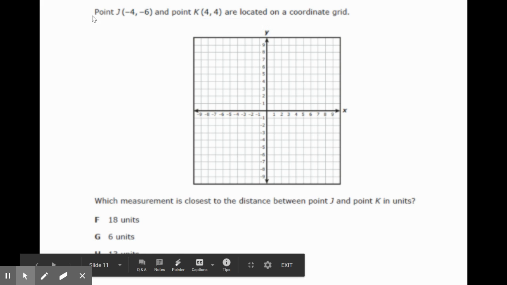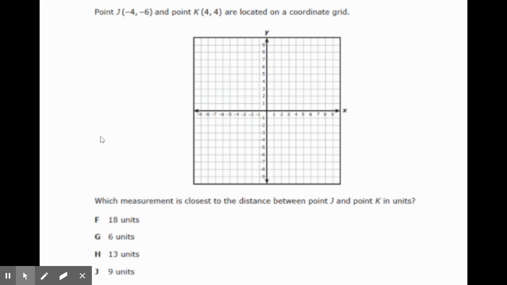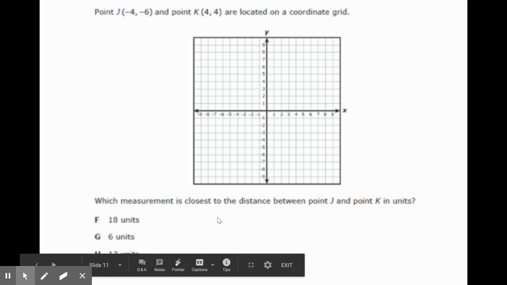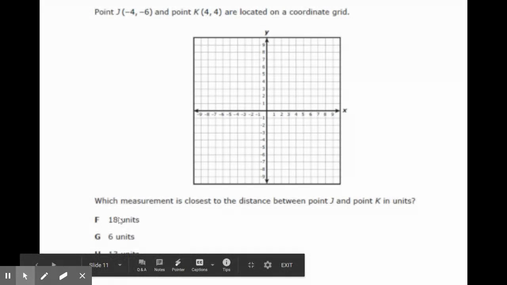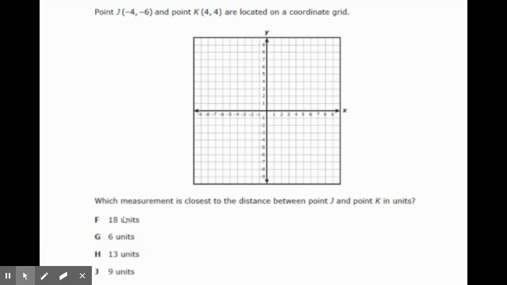Right, so let's look at how we can use the Pythagorean theorem to find the distance between 2 points. So point J is located at (-4, -6), and point K is located at (4, 4) on the coordinate grid. Which measurement is closest to the distance between point J and point K in units?